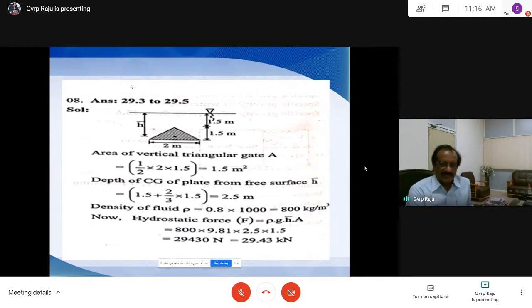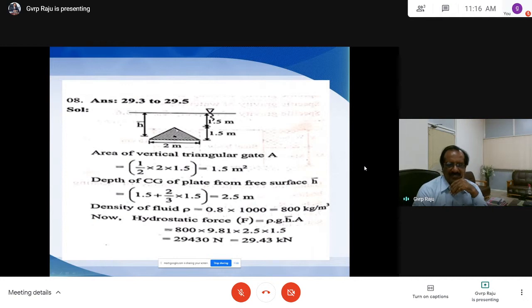Solution. He has given the triangle here, and the base is 2 meters and the height is 1.5, and the top is at a depth of 1.5. So the equation is again W h bar A, the hydrostatic force. Find out the area of the triangle: half B H, where B is 2 meters and H is 1.5, so half BH is equal to 1.5 meter square.